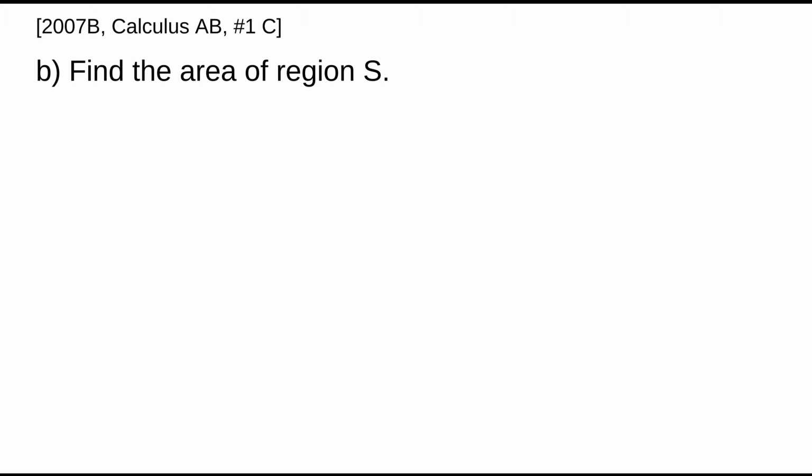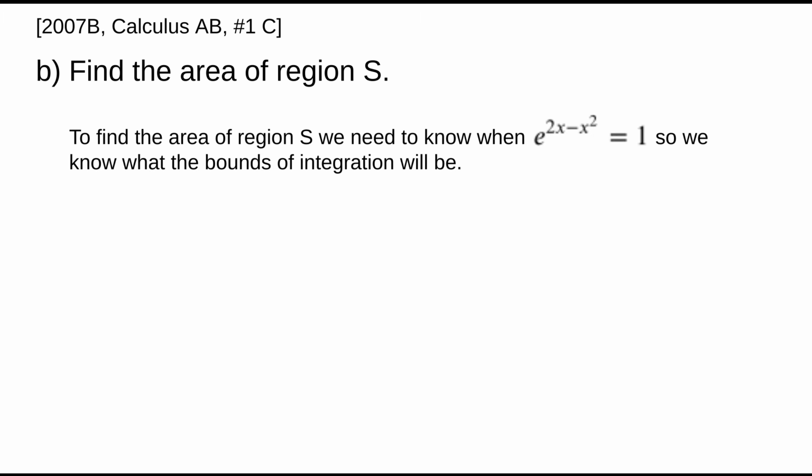In part B of the question, we are asked to find the area of region S, which lies directly beneath R, but still not on the x-axis. So in order to calculate the area of region S, we could either do a very complicated integral or a slightly less complicated integral. All right, we need to know when e to the 2x minus x squared is equal to 1, since that is the lower boundary of region S, so that we can use the appropriate bounds of integration. Again, it's a calculator active question, so use your calculator. And it turns out that these points of intersection are precisely at x equals 0 and x equals 2.